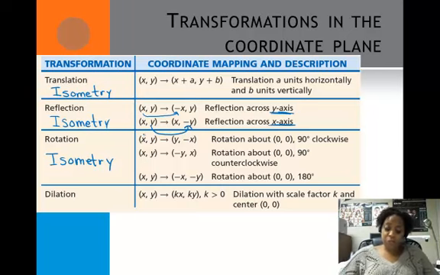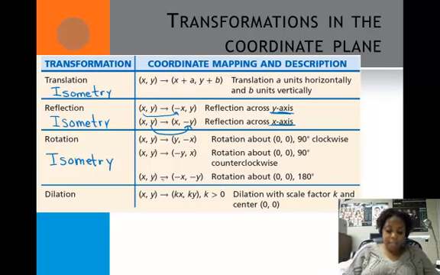There's 3 different kinds of rotations here. We can rotate it about the point 0, 0, 90 degrees clockwise, 90 degrees counterclockwise, or 180 degrees. So you can see here what you would do to each of them to rotate them 90 degrees clockwise. The x's and y's switch places and the x's become negative. 90 degrees counterclockwise, the x's and y's switch places and the y becomes negative. And then rotation about the point 0, 0, 180 degrees, x and y stay the same, but they both become negative.